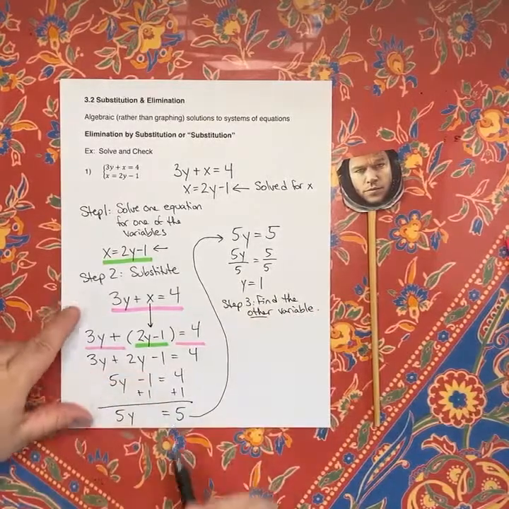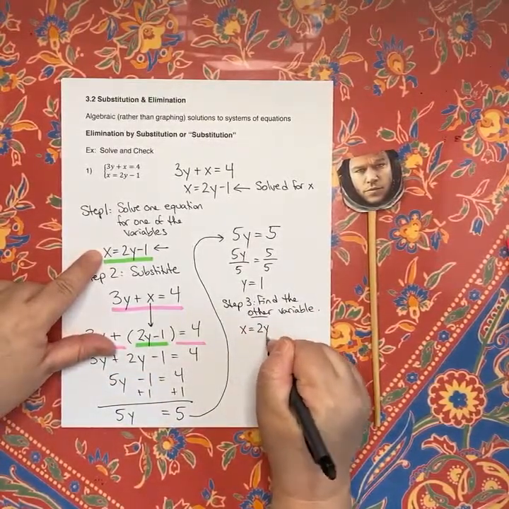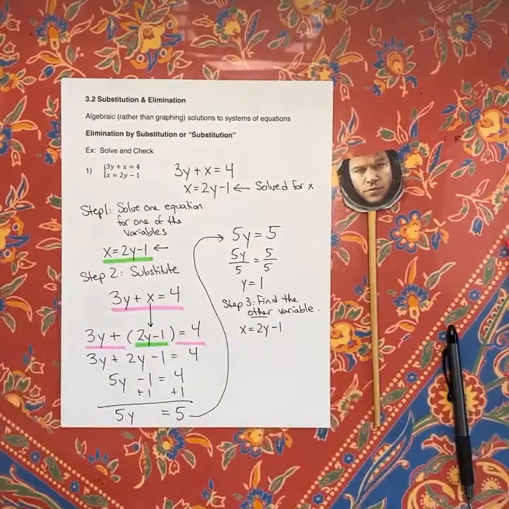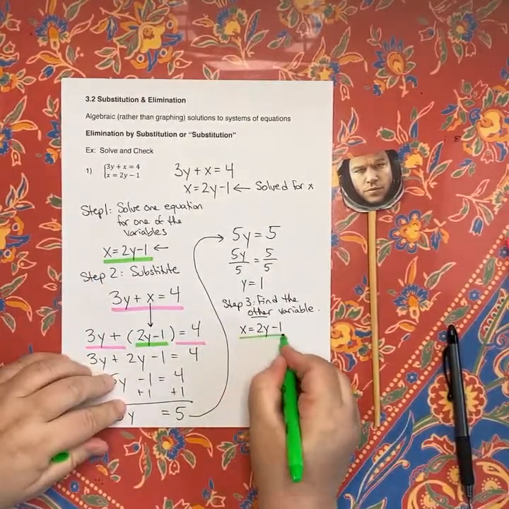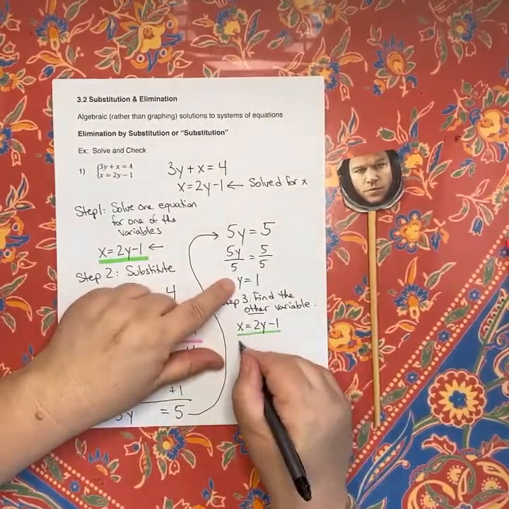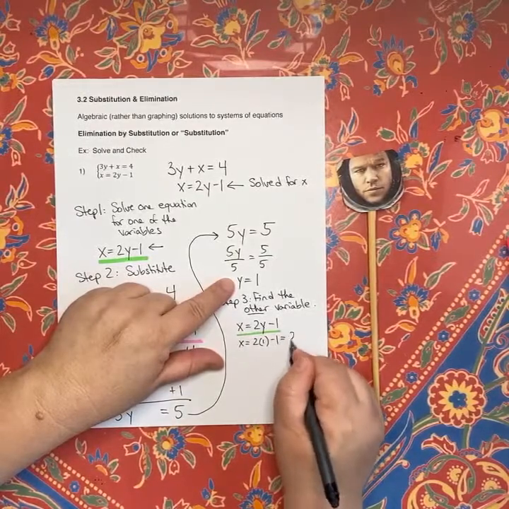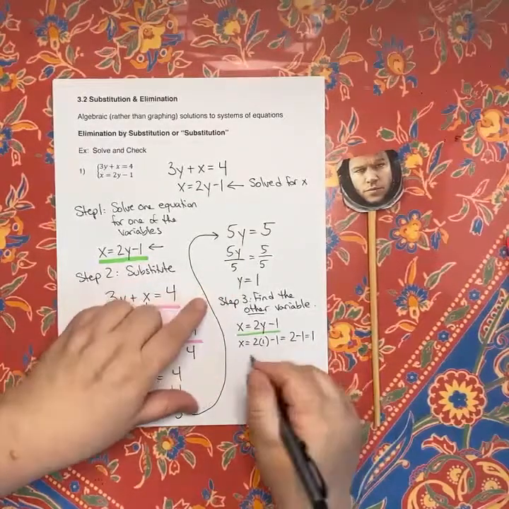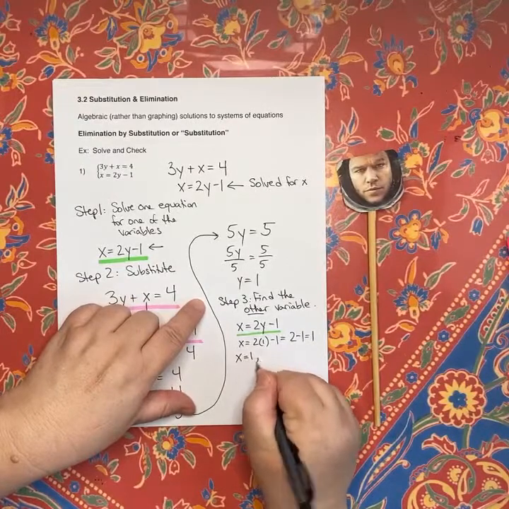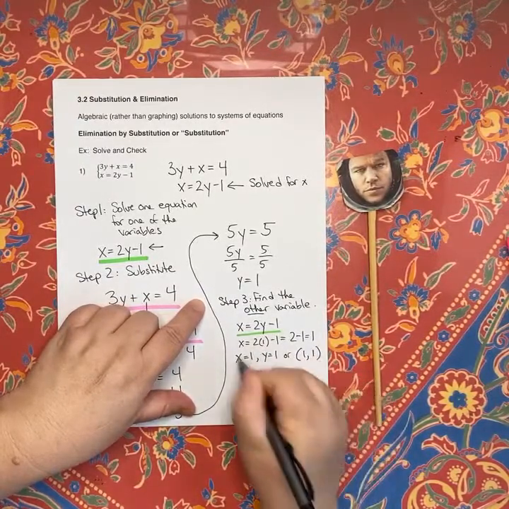So I happen to know right there that x equals 2y minus 1. That was my green original equation. And I know y equals 1. So x equals 2 times 1 minus 1, which is 2 minus 1, which is also 1. So I've got the solution. X equals 1, y equals 1, or 1 comma 1.